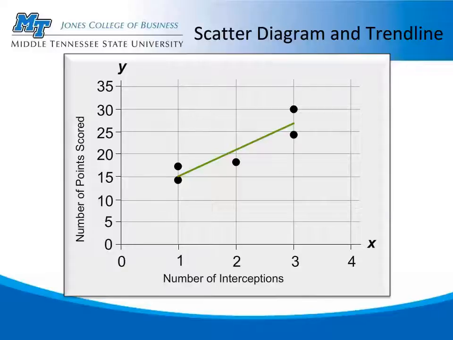Then the 2 games that had 3 interceptions, one of them had 24 points and the other one had 30 points. But when you take those 5 data points and fit them with a straight line, you can see that that line has a positive slope, which indicates a positive relationship between those 2 variables. You get more interceptions, you score more points.